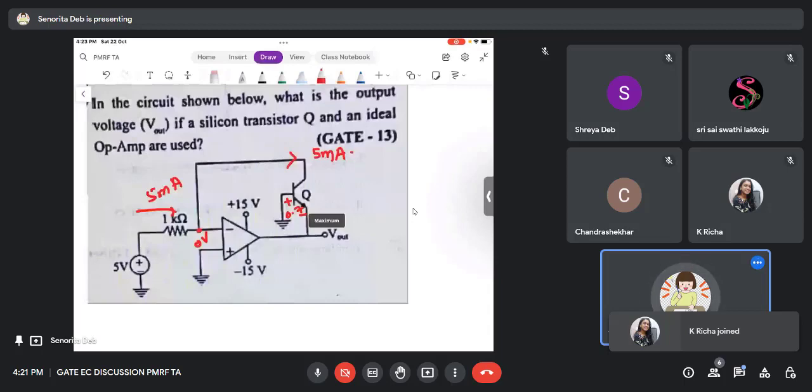So 0.7 plus V out is 0, and therefore V out is minus 0.7. So this was a logarithmic amplifier, an op-amp as a logarithmic amplifier. You should go and check this out.